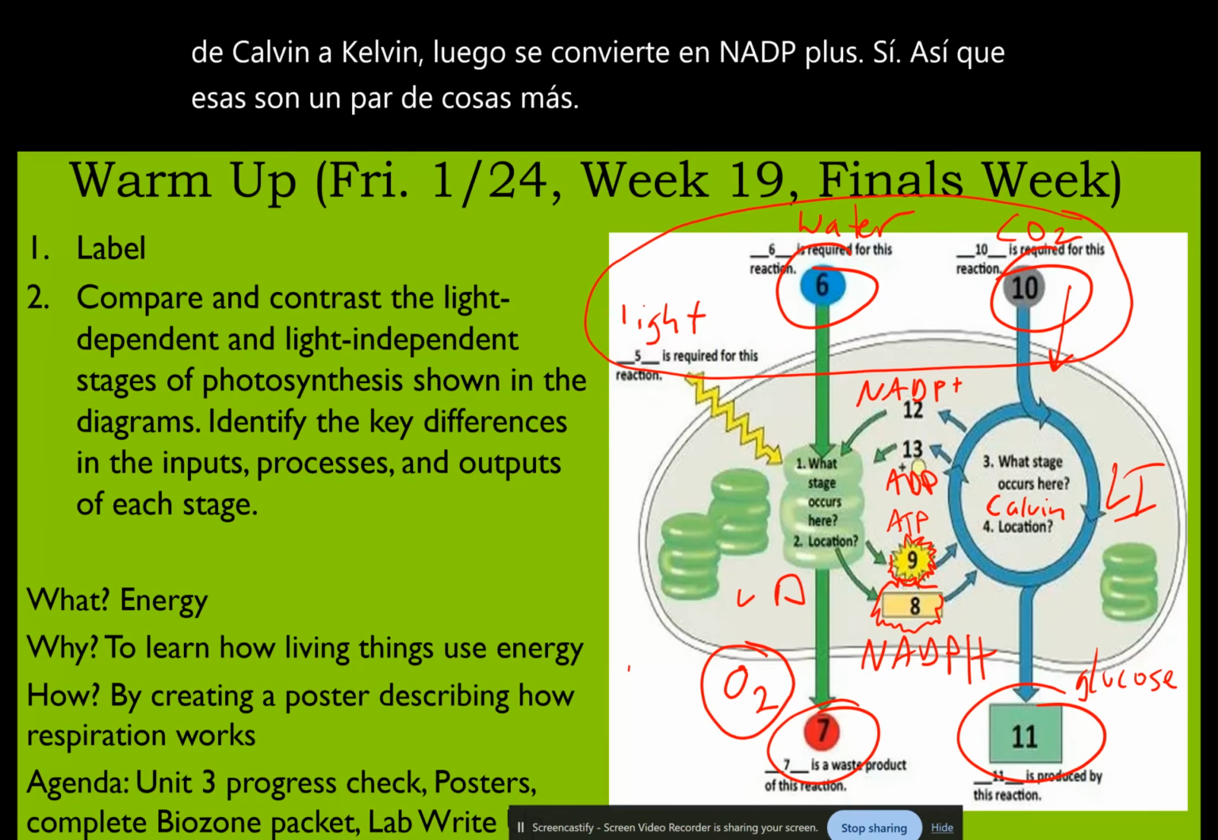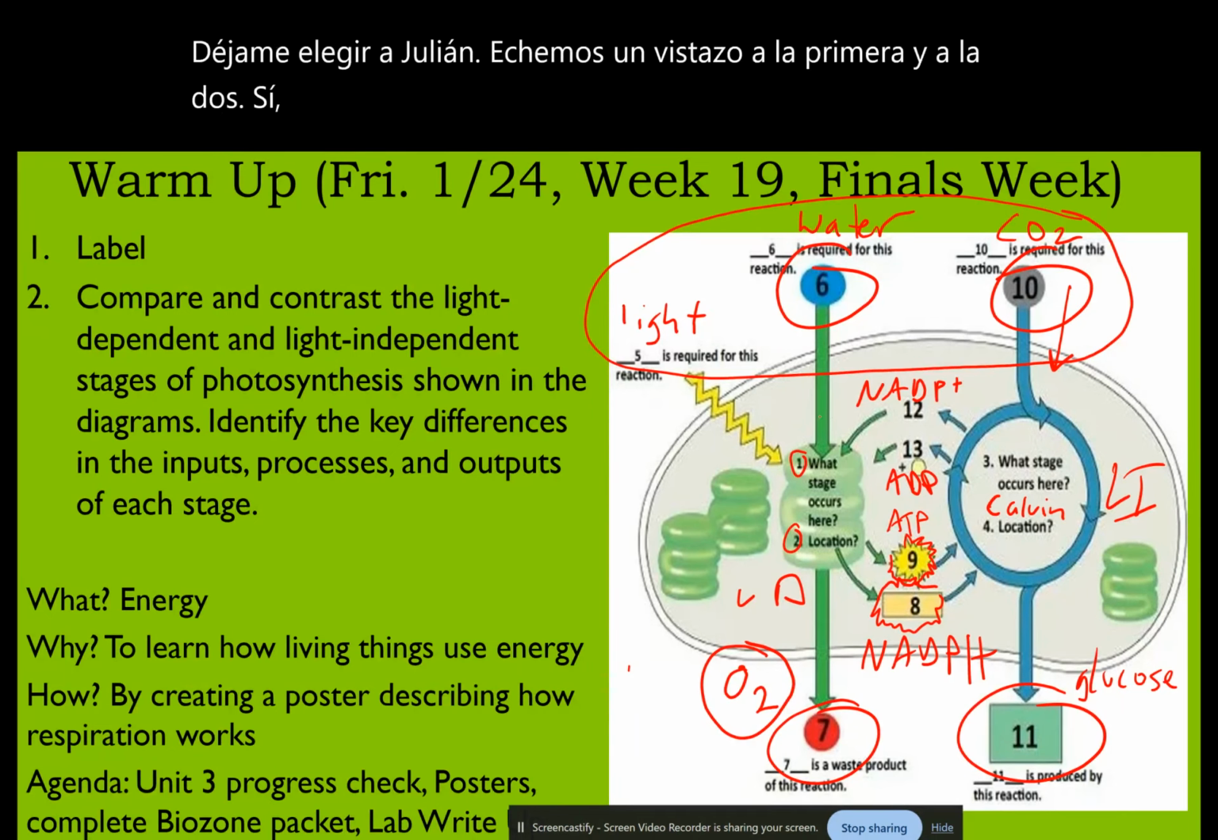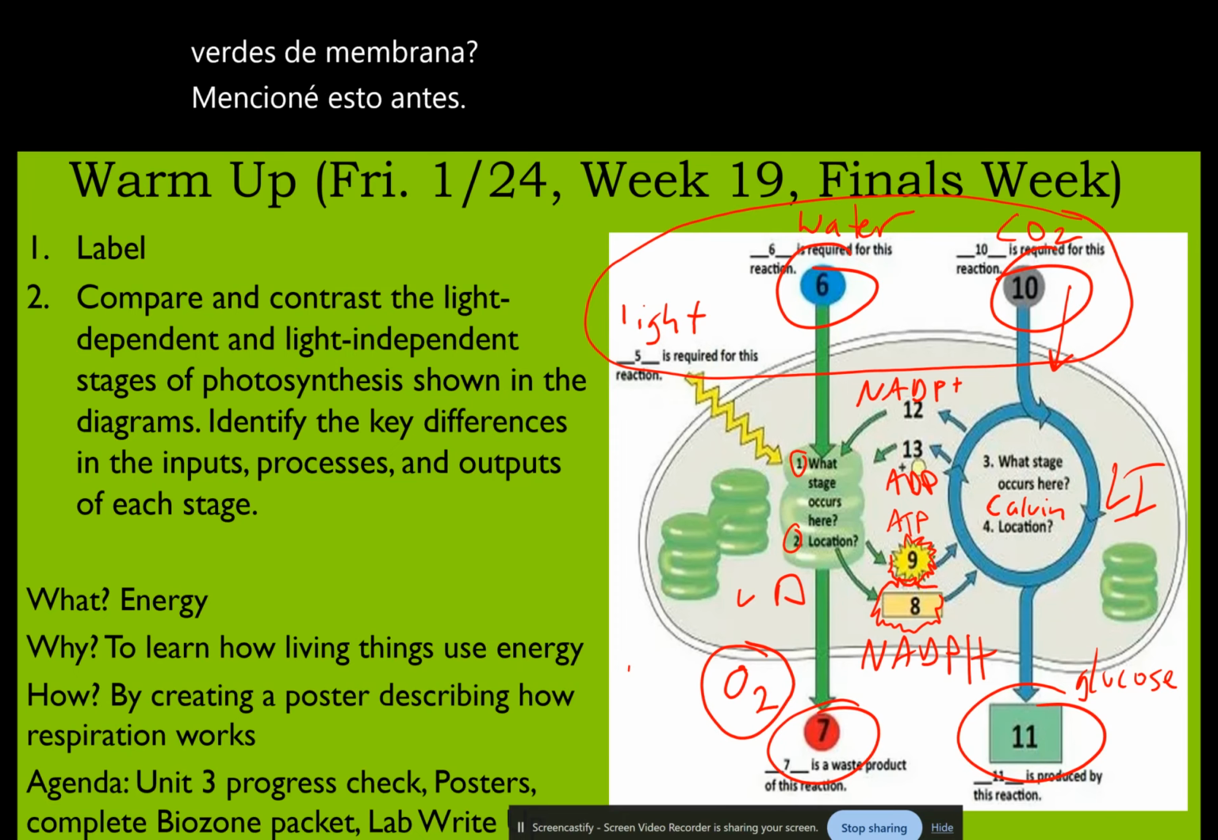Let me choose Julian. Let's look at 1 and 2. Yeah, that's good. So what stage occurs in these green little membrane things? I mentioned this earlier. This first stage where light is splitting water.